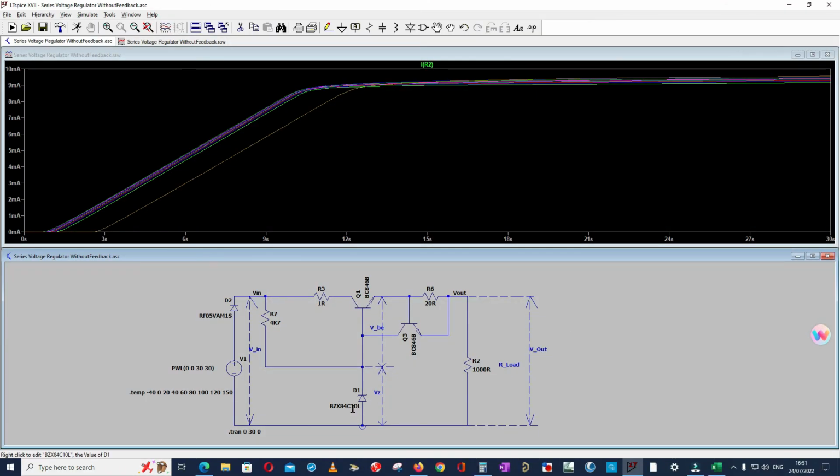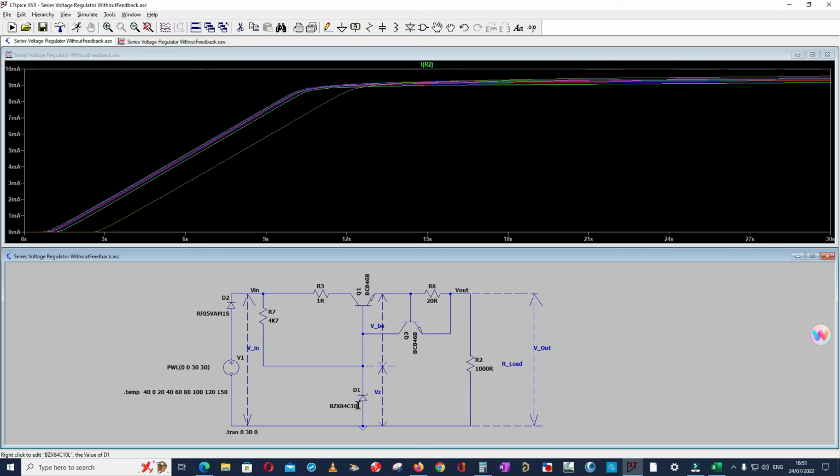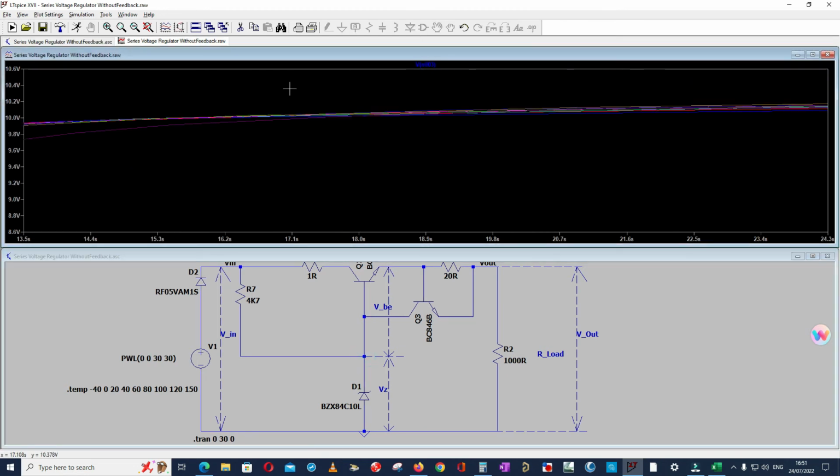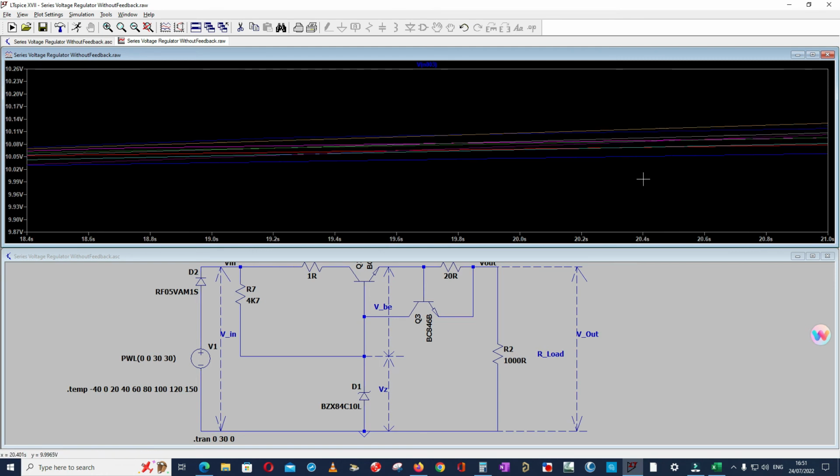For example, if I have chosen a 10 volt Zener diode and I click here, you can see that the voltage is around 10.08 and 10.06. Here I took the temperature from minus 40 degrees till 150 degrees, and if my nominal temperature is 20 or 25 degrees, then I have a difference of around 150 minus 25, which means about 125 degrees.